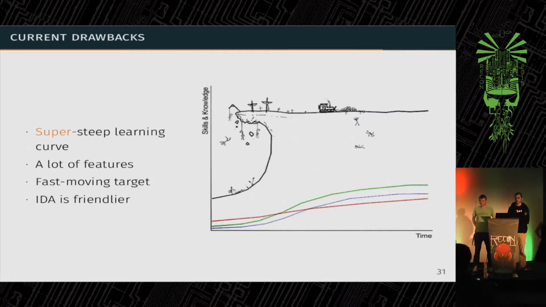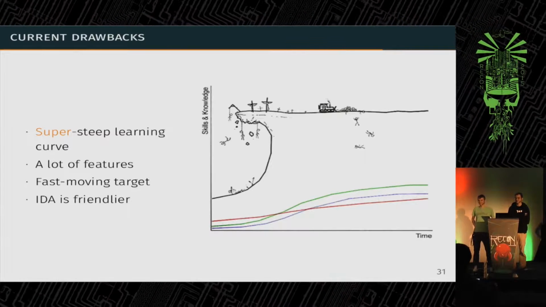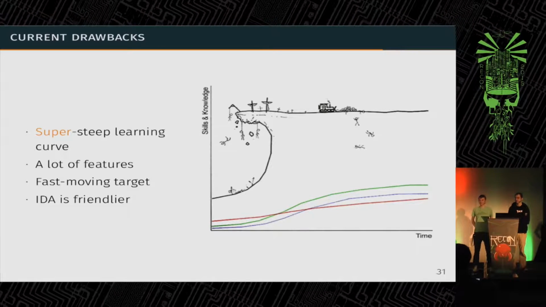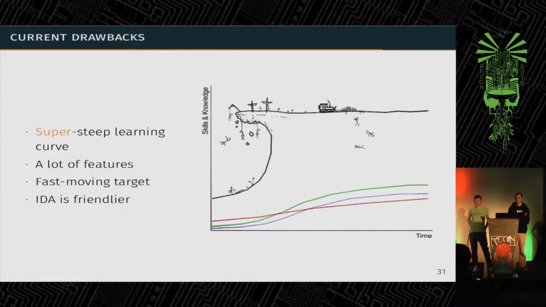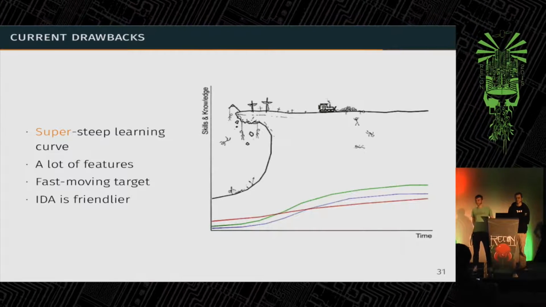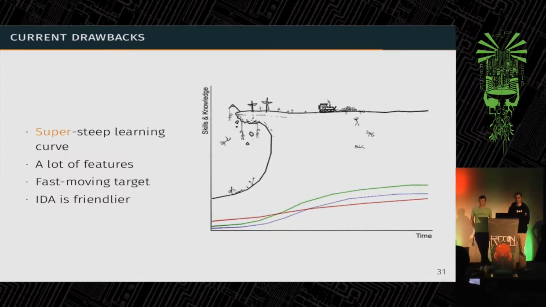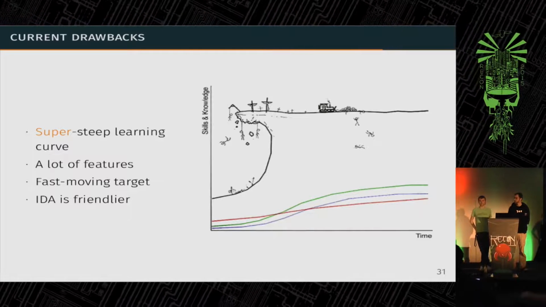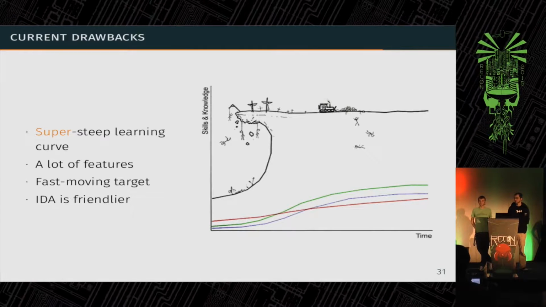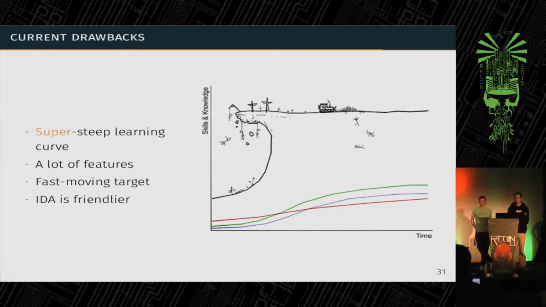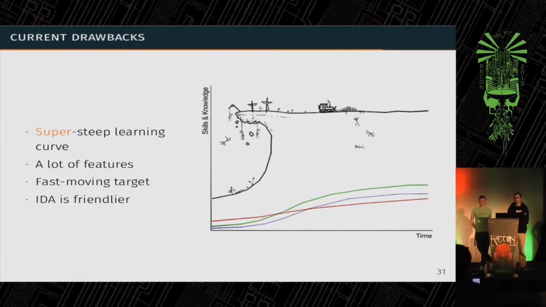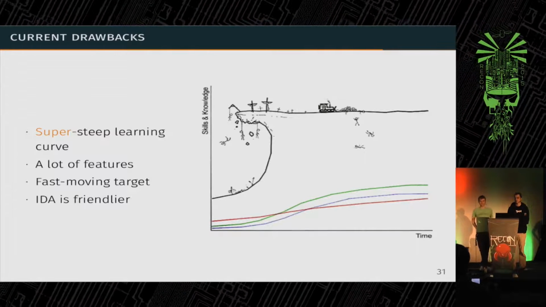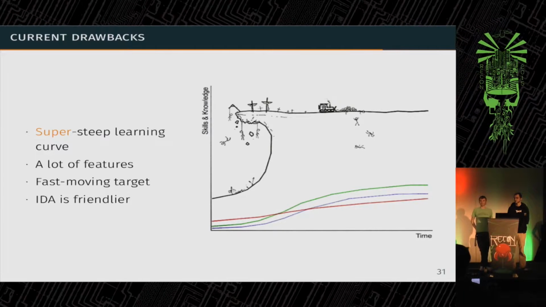So the drawbacks are, compared to IDA, we have a super steep learning curve. The user interface is not generally friendly to new users. We have a lot of features, and almost nobody knows how to use all of them. The targets are very fast-moving because new technologies are made all the time. There are tons of great binary analysis toolchains, tons of great tools for all of this, and to keep up with these features is pretty tough. And IDA is generally a much friendlier tool for people that are both used to it and new users.